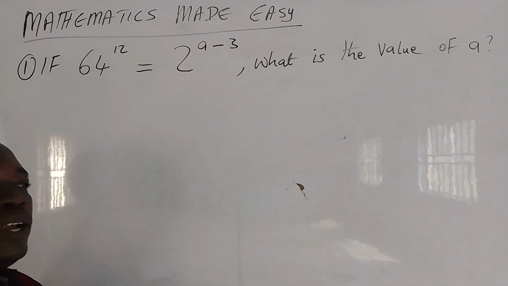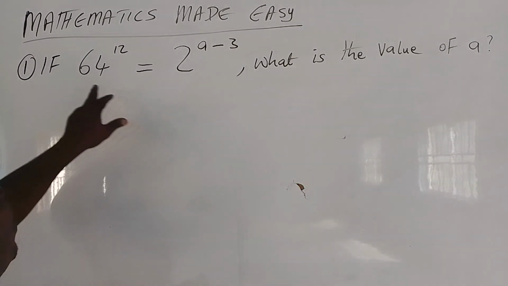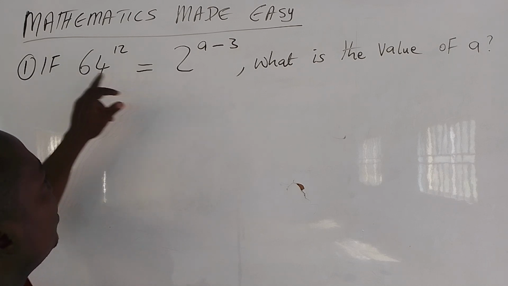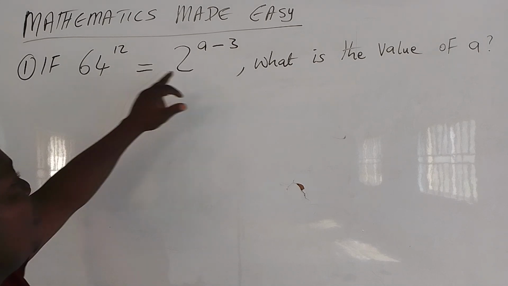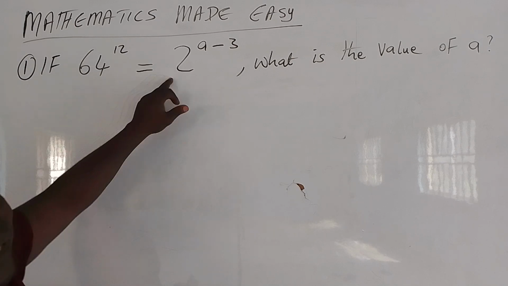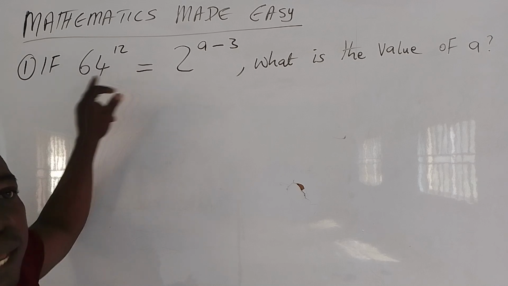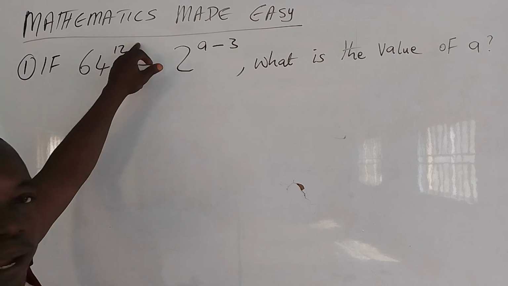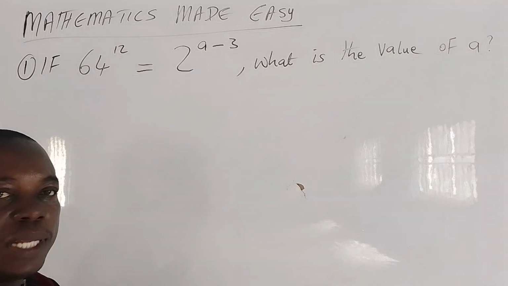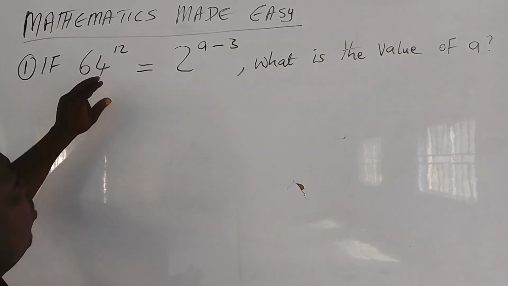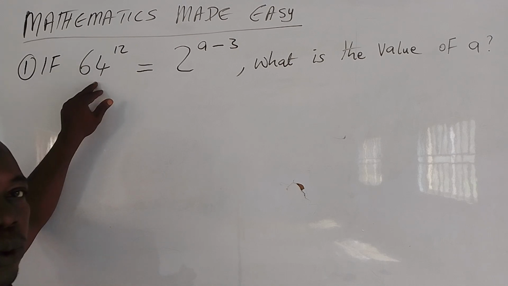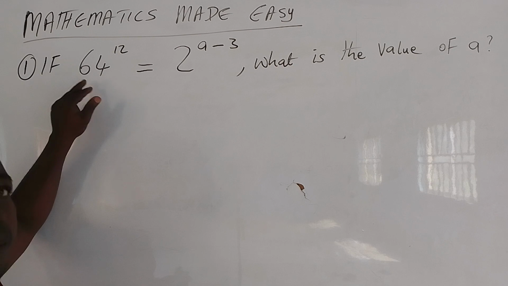In this case, what you do is to make sure that the two whole numbers bear the same number. That should be your first target. The two whole numbers across the sign of equality should be the same number. If they are the same number, their powers will also be equal to each other. So in this case now, you have to find how many 2 is in 64. How many 2 is in 64?